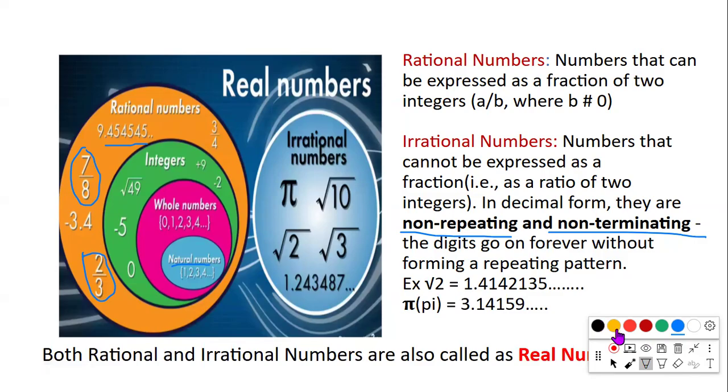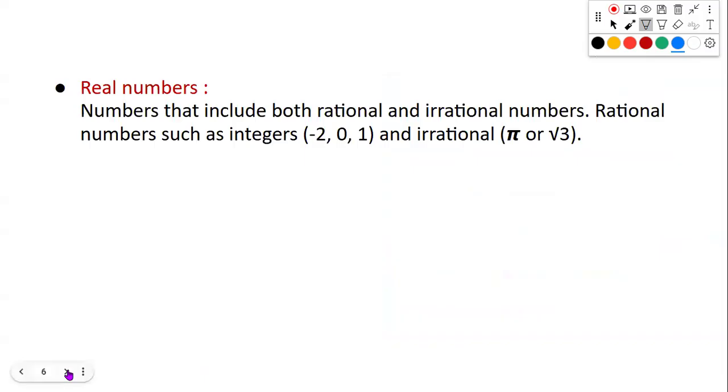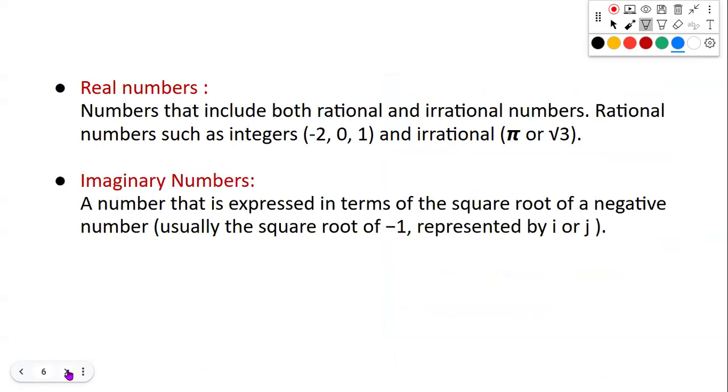Okay, so both of them put together, then it becomes real numbers. Combination of rational and irrational numbers, we call them as real numbers. So first of all, understand what are rational numbers. Natural numbers, whole numbers, integers, they are called rational. And irrational numbers are pi, any of the root 2, root 3, root 10. When numbers are non-terminating, non-repeating, they become irrational. And real numbers include both rational and irrational numbers.